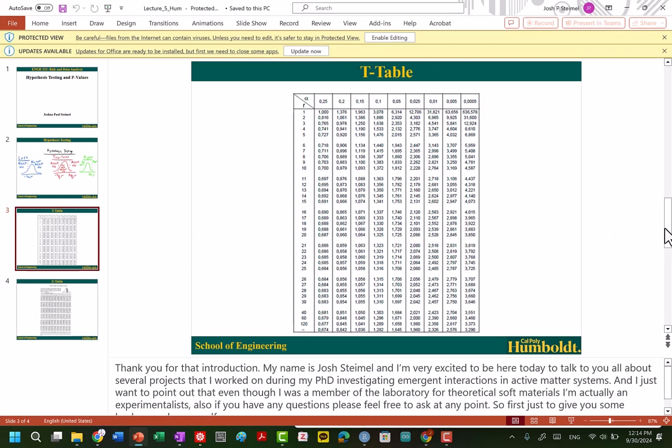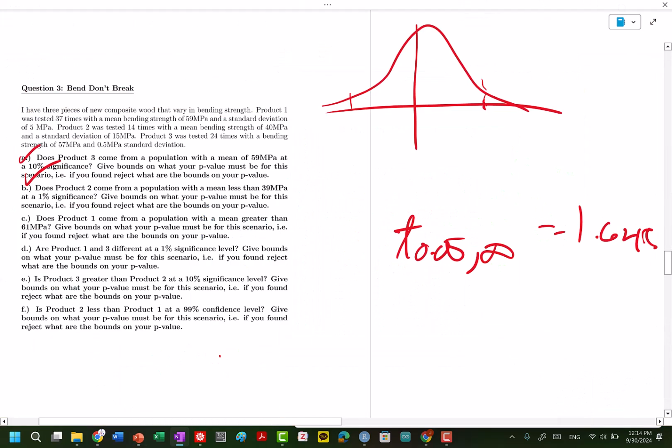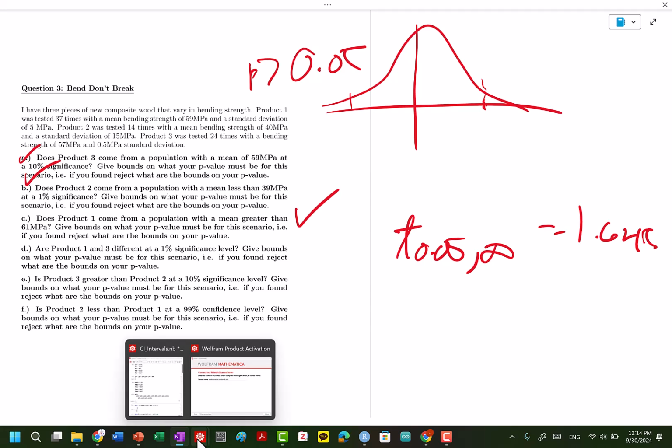Good. We know our value is negative, so we are for sure in the do not reject regime. So we know our p-value here is greater than 0.05. Fantastic. Are product 1 and 3 different at a 1% significance level? Ooh, this will be a good one. So let's go ahead and calculate.